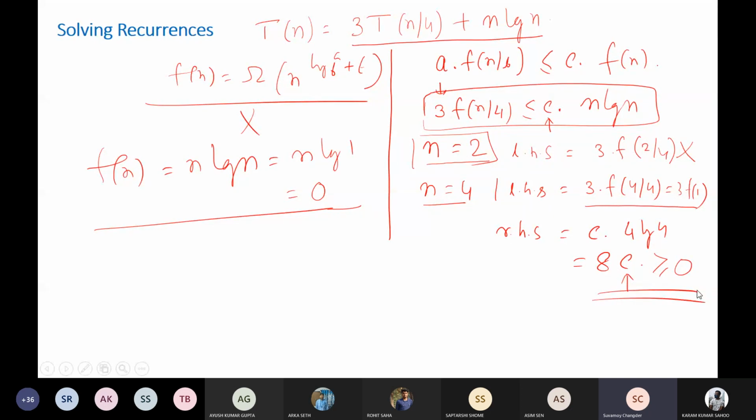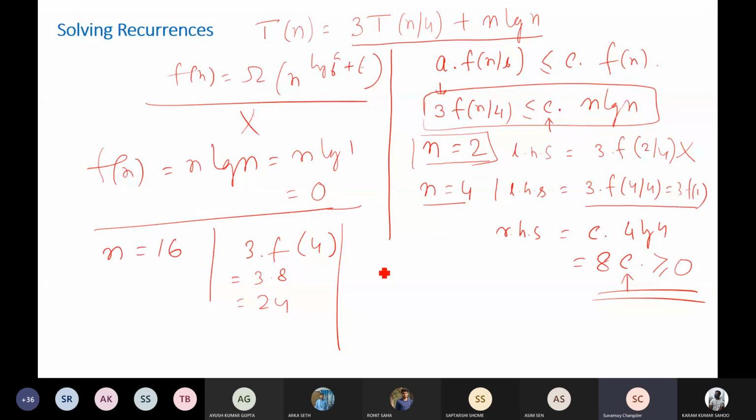So let us go for checking a higher value. Let n equal to 16. Whether we can get any c which is less than 1 or not. For n equal to 16, from the left hand side we get 3 into f of 4. We have found here that f of 4 is 8. So we can write this value as 3 into 8, that is equal to 24.